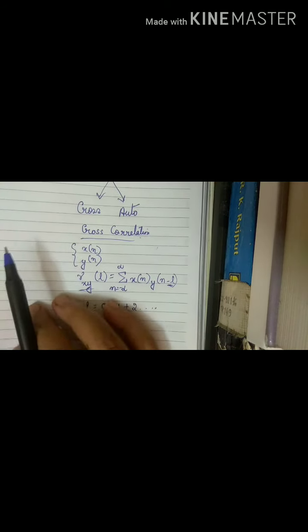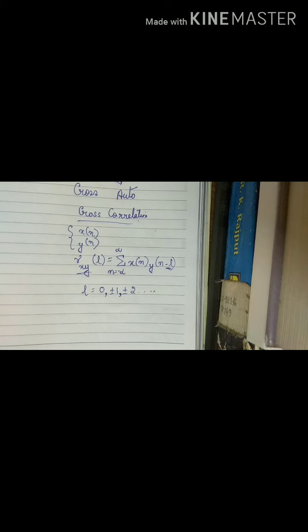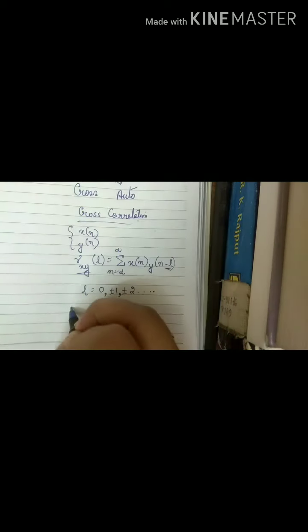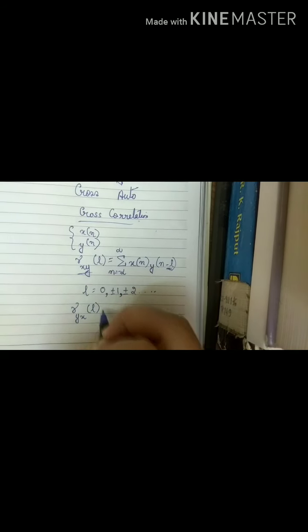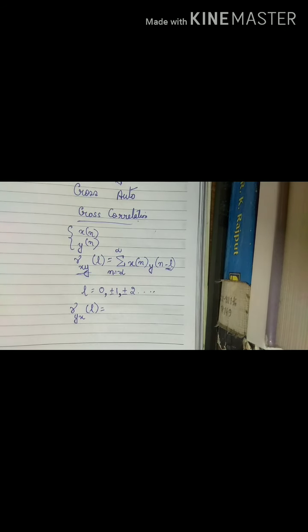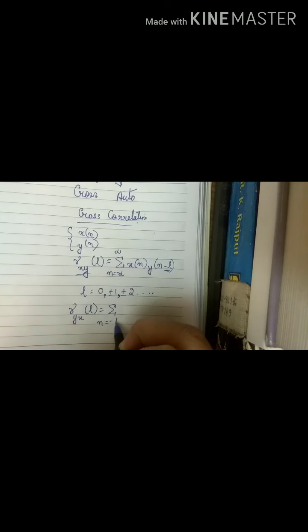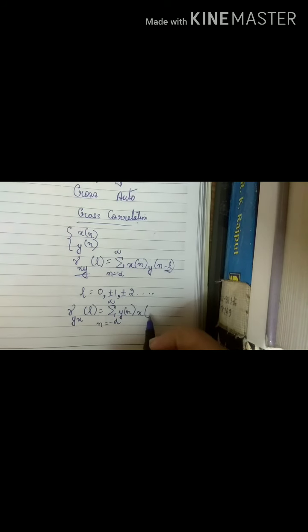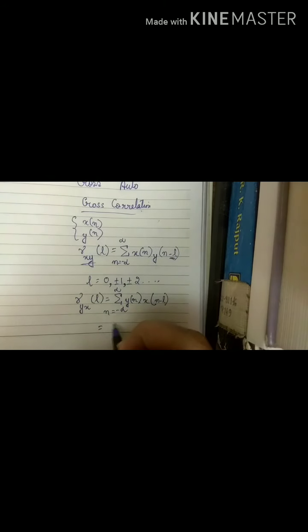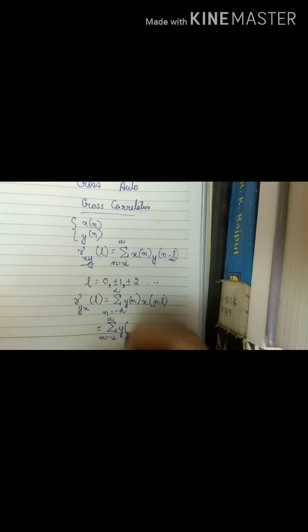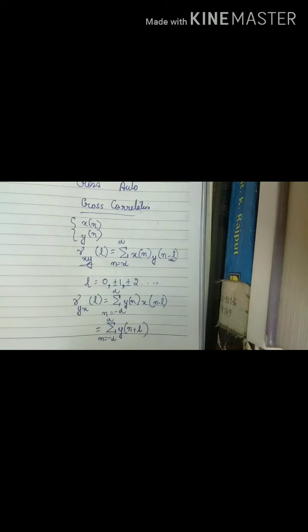It is also possible for us to fix the sequence y(n) instead of the sequence x(n). In such cases, the correlation of the sequence can be written as gamma yx(L), gamma yx indicating that y is the fixed signal, summation of n tending from minus infinity to plus infinity, y(n) is the fixed signal, x(n minus L). This expression can be further modified and rewritten as summation n ranging from minus infinity to plus infinity. I can change this and write it as y(n plus L), and then this will automatically become x(n).